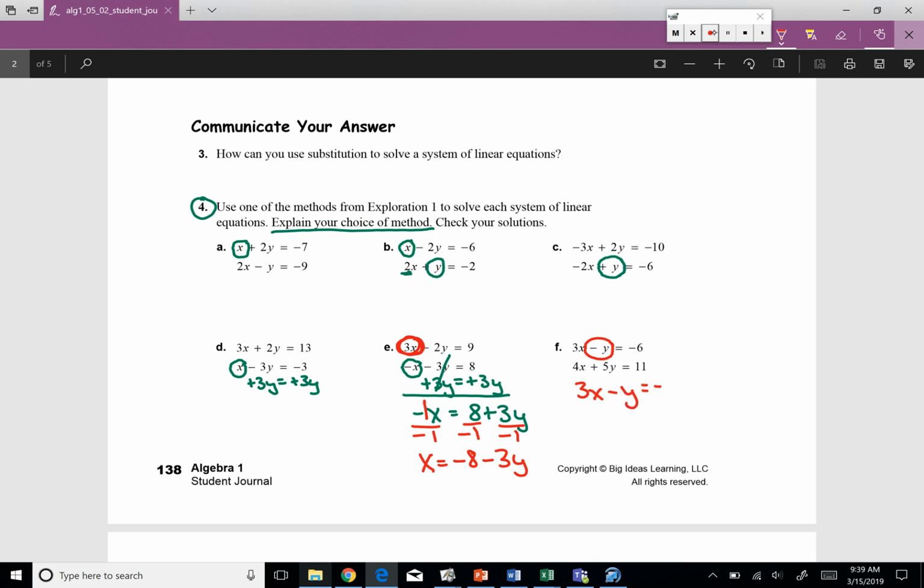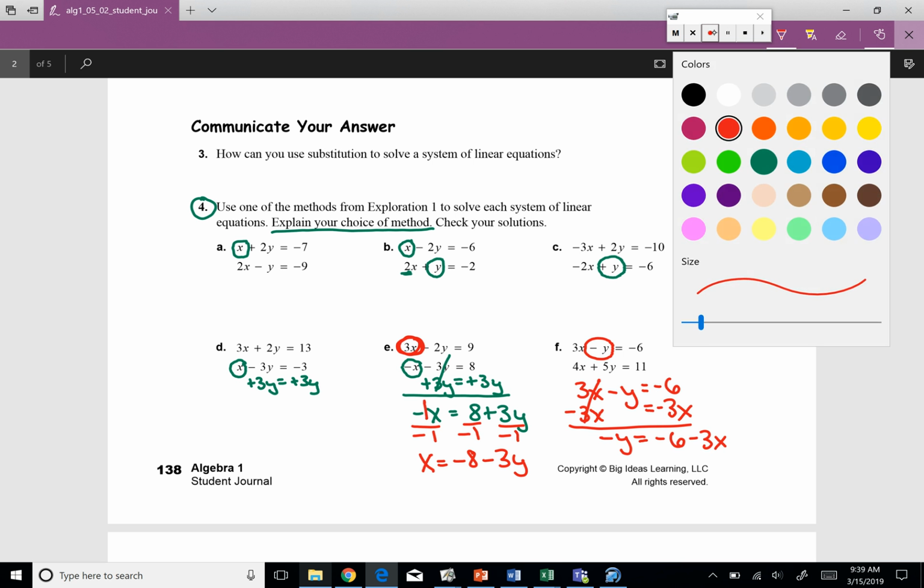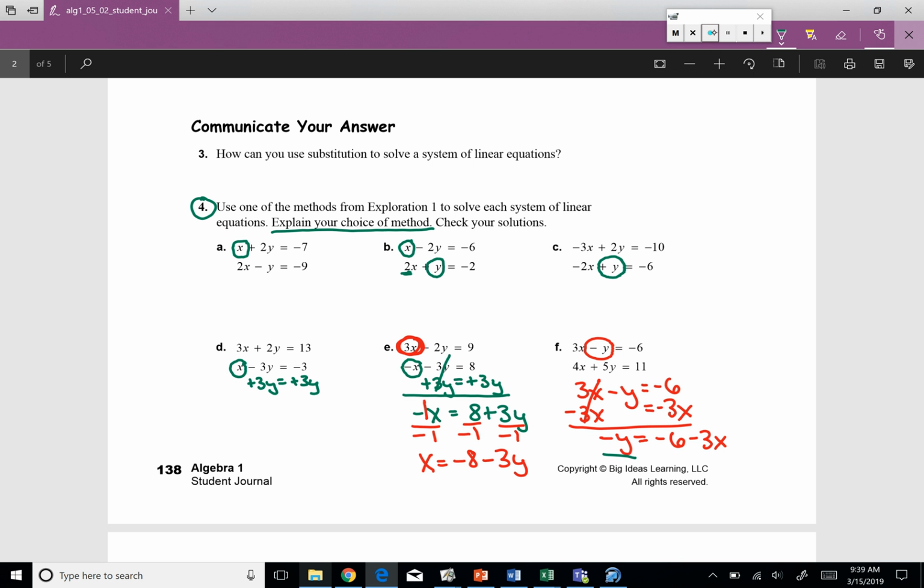In order to do that, we would have to move our 3x to the other side. Positive 3x minus 3x gives me 0. Then I have negative 6 minus 3x. But then to finish this off, the x is not by itself yet. I need to divide everything by negative 1.